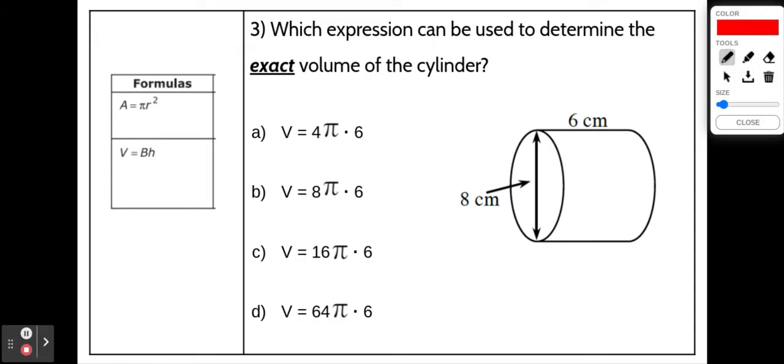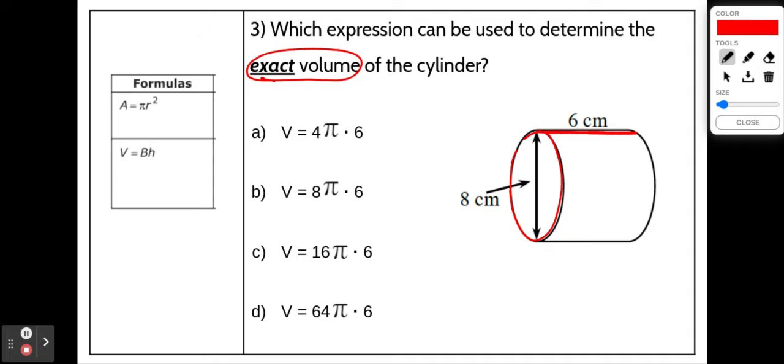Okay, on number 3, it says which expression can be used to determine the exact volume of the cylinder. We're given a cylinder here, but notice it's laying on its side. So we have the base right here and another base at the bottom, right? And the height, because it's laying down, we see the height is 6 centimeters. It looks like it's the long way there. That's the height still. Now you look at all the answer choices and they're all given in terms of pi. So these are going to be exact volumes because we're not rounding pi to 3.14.